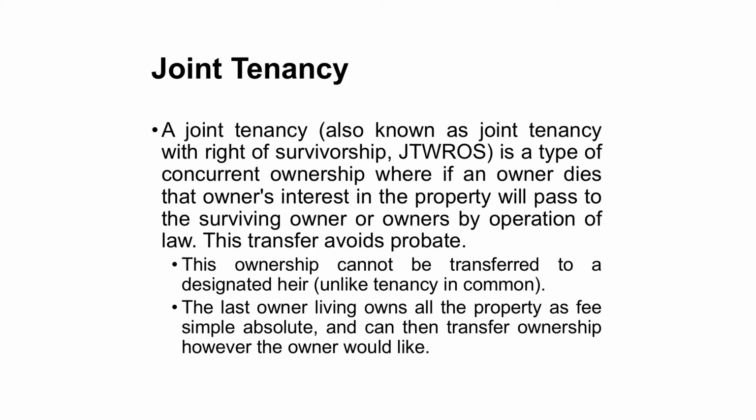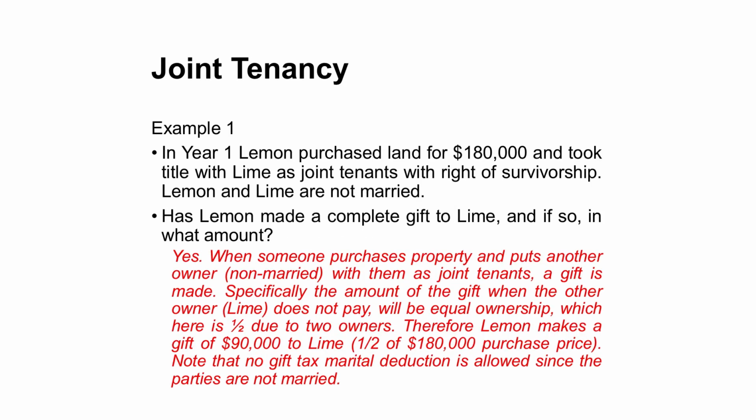Once B acquires A's interest, B now has a fee simple absolute, because with fee simple absolute, only one owner owns everything directly. So again, this ownership cannot be transferred to a designated heir. We're going to see tenancy in common, that's different. And the last owner living gets what's called a fee simple absolute. They can do whatever they want with it. So let's go through a quick example.